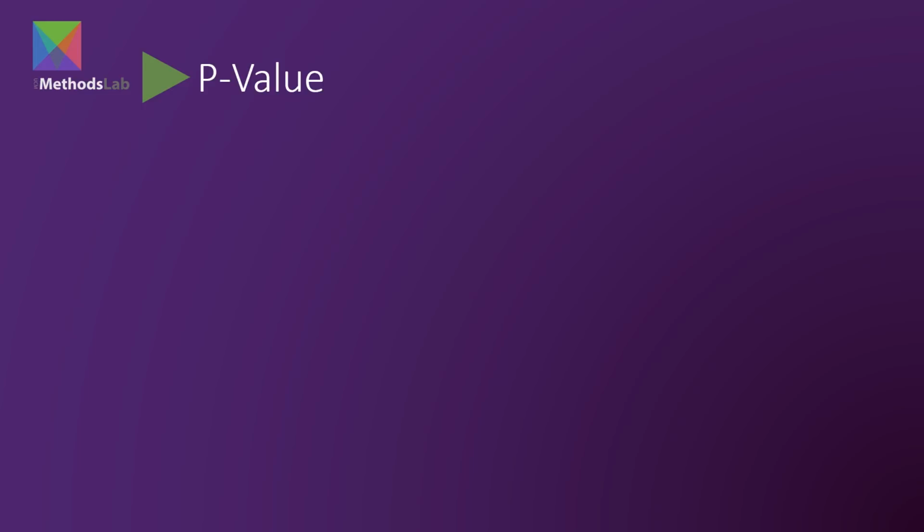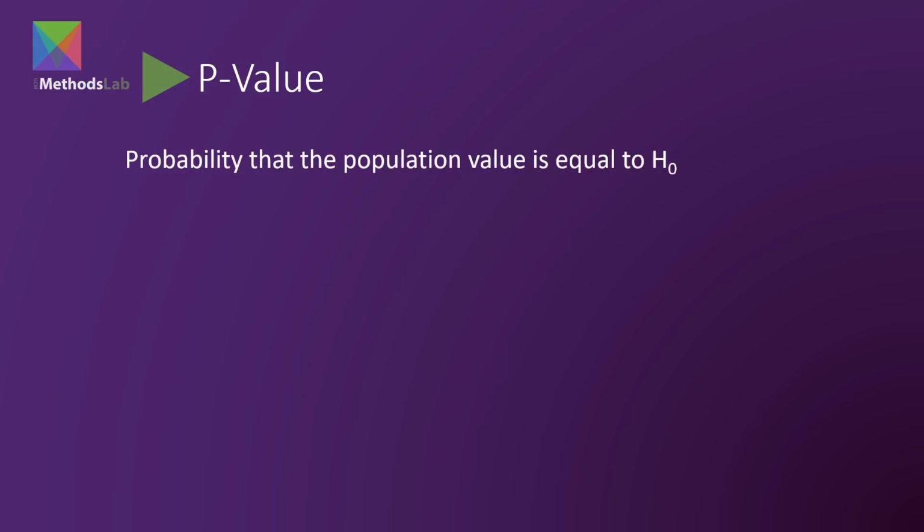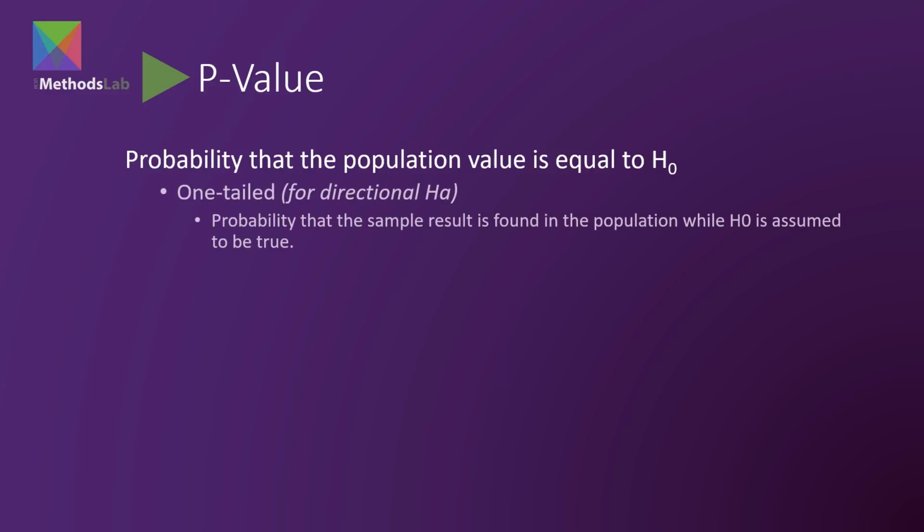Okay, and so like I said, there's two values that we're looking at when we are hypothesis testing. One is alpha, as I explained. The other is the p-value, and this can be confusing because they refer to the same thing in principle. So the way to think about this is that the p-value is the probability that the population value is equal to the null hypothesis. That's a complex way of saying that this is the probability that the sample result, like I said, the 2.5 meter person, for example, is found in the population, while the null hypothesis is assumed to be true.